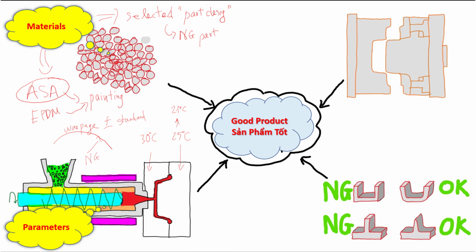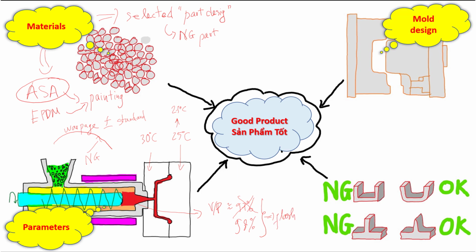And also, for example, here we have the injection machine, and for the part you need to set the VP switchover around 97%, but the engineer set the VP wrongly to 17.8%. So this can lead to a flash defect.